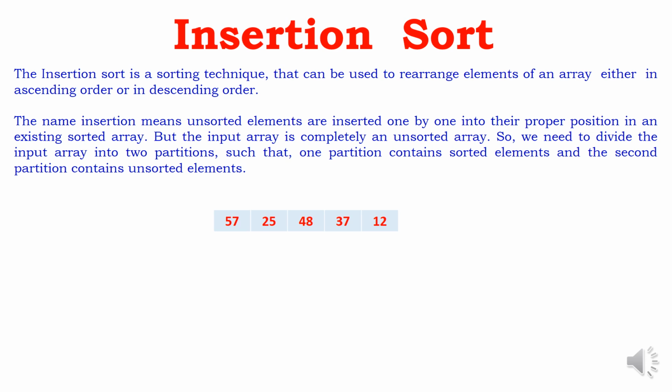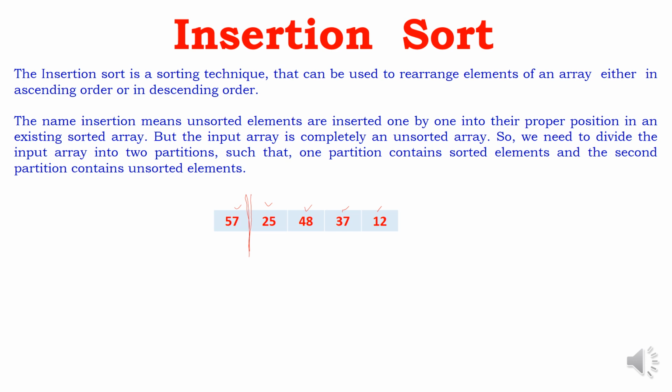So we need to divide the input array into two partitions such that one partition contains sorted elements and the second partition contains unsorted elements. Let me explain this with an example. Consider the following array having 5 elements: 57, 25, 48, 37, 12. We need to rearrange these elements using the insertion sort technique. So the array is divided into two partitions such that the first partition contains one element and the second partition contains four elements.